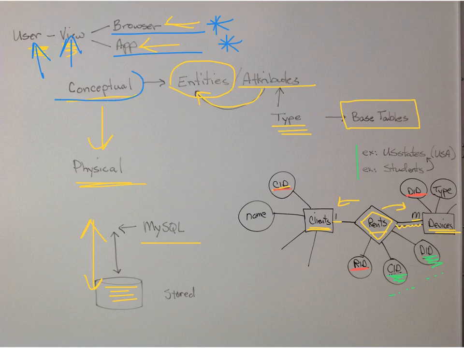So in our conceptual view, how do we view it? We start to form entities. You're starting your individual projects, forming entities. Then you figure out what attributes describe the entity, decide what type those are, and then we create base tables.